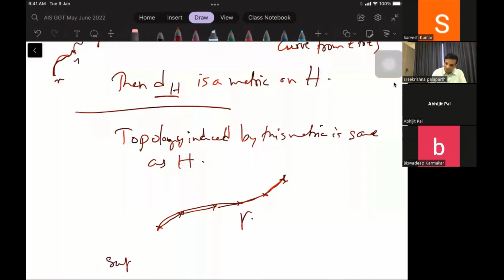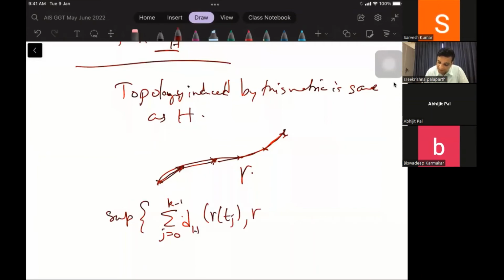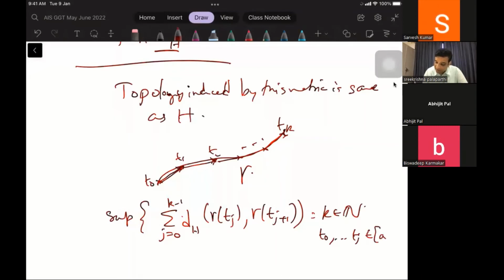it's basically the supremum of the lengths estimated by these distances. You sum up all the distances, the sum over j equal to 0 to k minus 1 of d_H of gamma of t_j and gamma of t_{j+1}, where this is t0, t1, t2, and so on, tk, such that k is in N. So you divide more and more, where the t_j belong to this parameter interval [a,b], gamma is from [a,b], t0 is equal to a, and tk is equal to b.